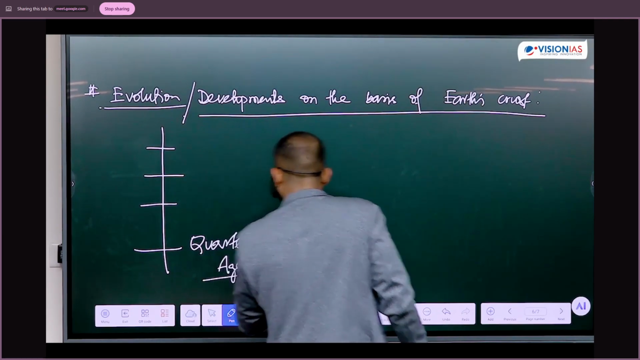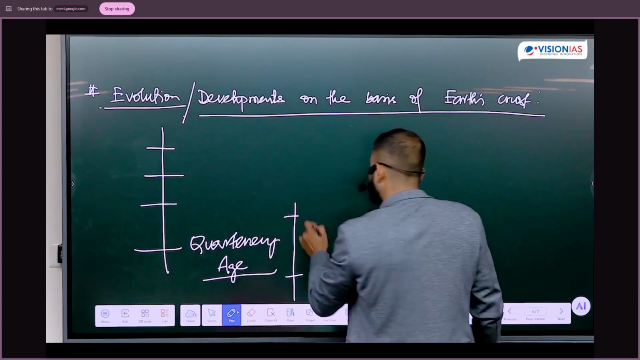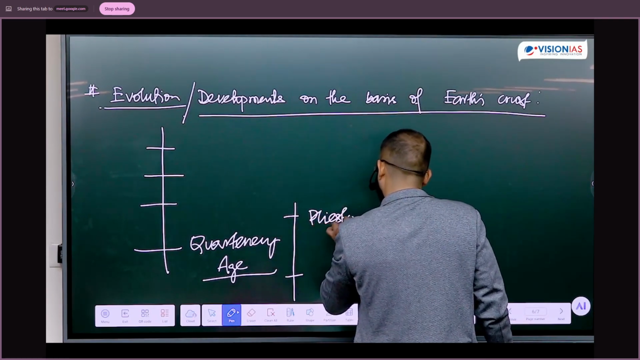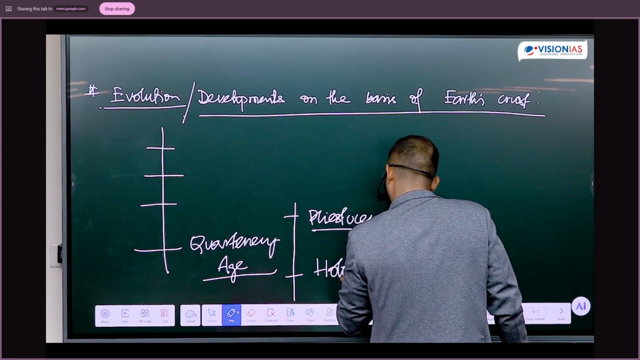Quaternary age. Now quaternary age is divided into 2 epochs. What is the last epoch? Pleistocene. Acha, geography classes did not happen. Pleistocene. And the present epoch is Holocene.